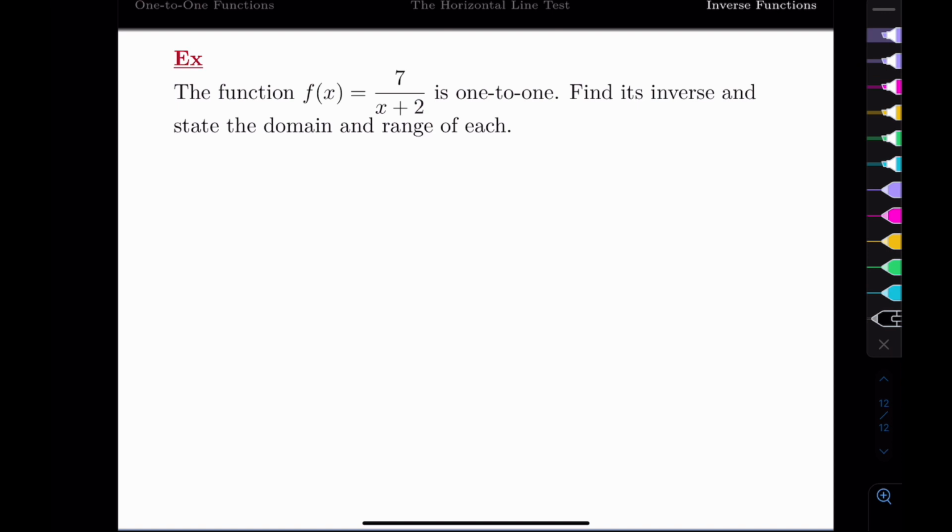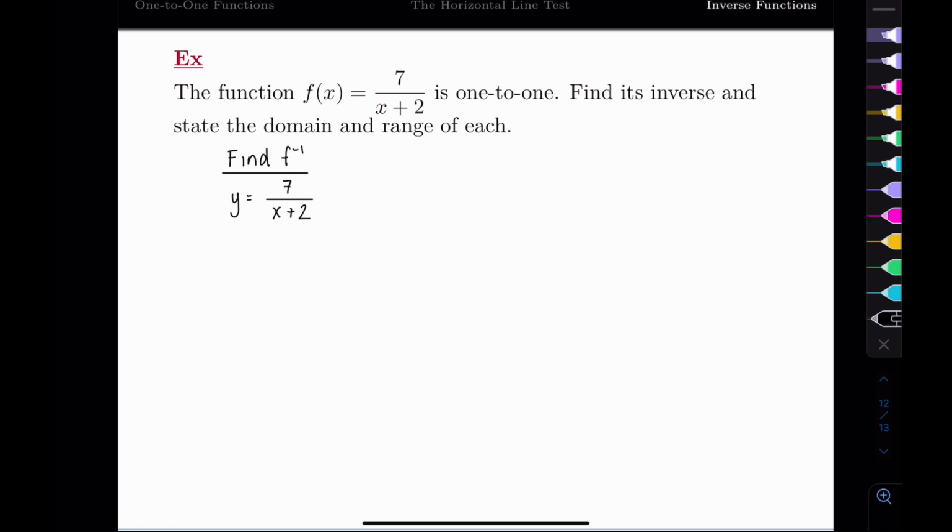We're told this function is 1-to-1. We don't have to go about solving or showing that it is. I want to find its inverse, and then I want to find the domain and range of each of them. So very first thing I'm going to do is I'm going to find the inverse function. Okay. So immediately I switch that f of x to y. This is the same thing as saying y is equal to 7 over x plus 2.